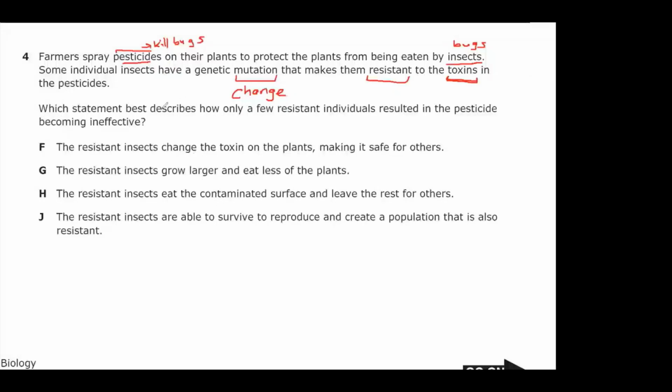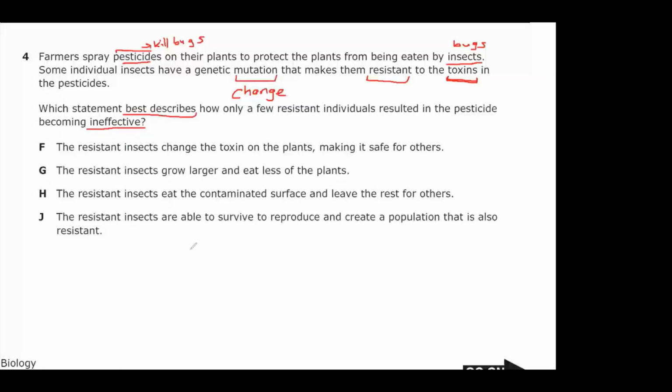And which statement best describes, again, we're looking for the best answer choice. Some of them or more than one can be correct, but we're looking for the best option. How only a few resistant individuals resulted in the pesticide becoming ineffective. Ineffective means it's not working anymore. It's not doing its job.